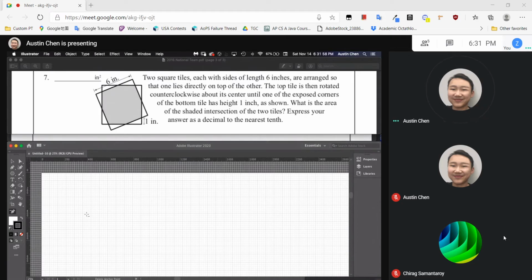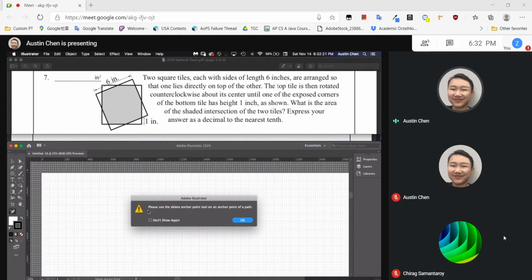All right. Two square tiles, each with sides of length 6 inches, are arranged so that one lies directly on top of the other. The top tile is then rotated counterclockwise about its center until one of the exposed corners of the bottom tile has height 1 inch as shown. What is the area of the shaded intersection of the two tiles? Express your answer as a decimal to the nearest tenth.